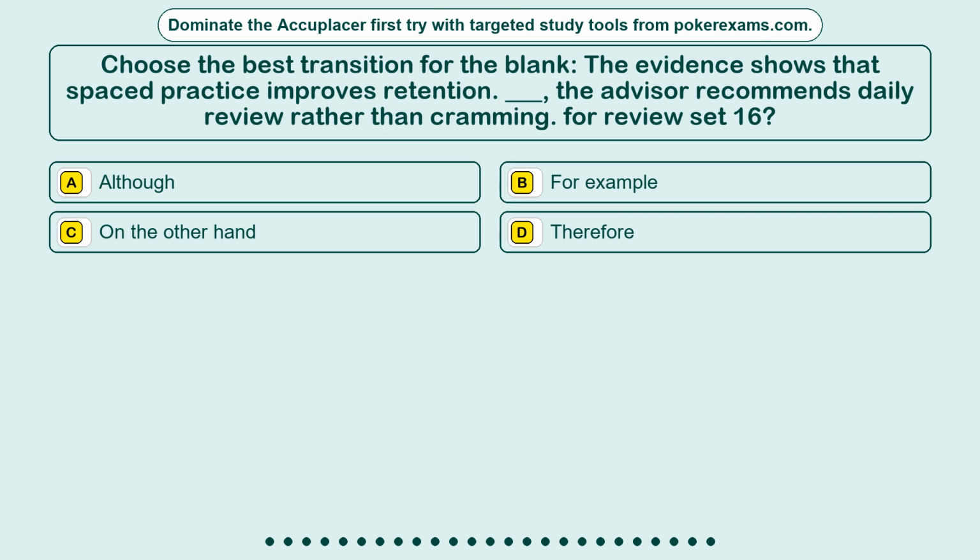Question 21. Choose the best transition for the blank. The evidence shows that spaced practice improves retention. Blank, the advisor recommends daily review rather than cramming. For review set 16, option A. Although. Option B. For example. Option C. On the other hand. Option D. Therefore.